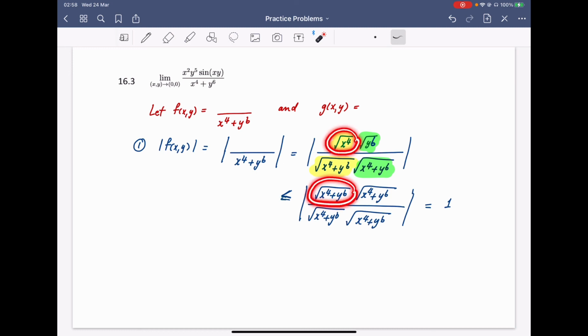So the key idea that you use here is just x to the 4th power less than x to the 4th power plus y to the 6th power, because, well, you add something positive, so it must be true. And then the green highlighter here, y to the 6th power take square root, this must be less than or equal to x to the 4th power plus y to the 6th take square root, because you add this term x to the 4th power, which is always non-negative.